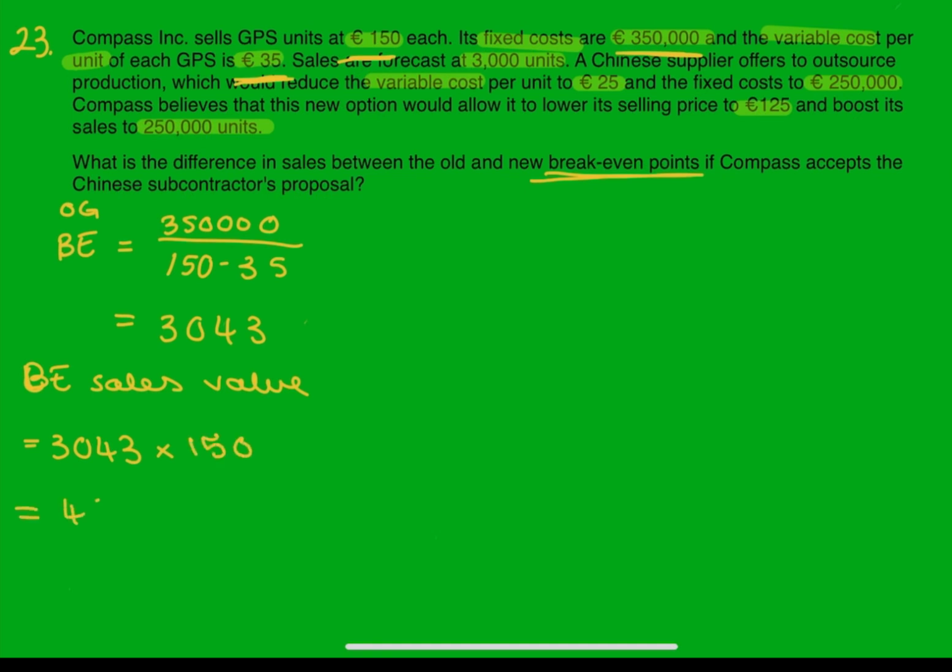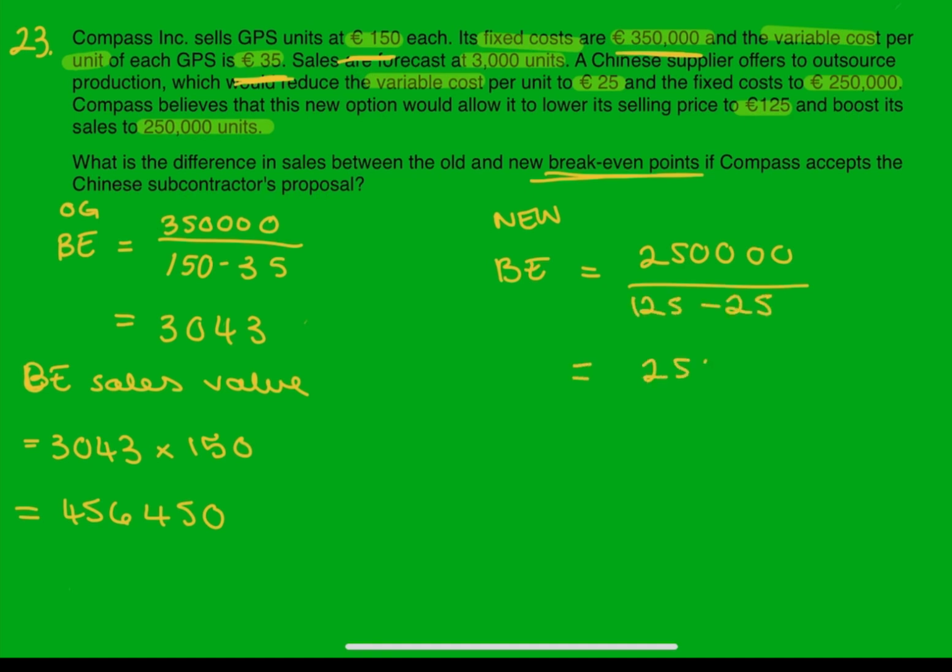Our break-even sales value is 3,043 times 150, which is equal to 456,450. Our new break-even point, we use the same calculations, fixed cost over contribution margin per unit, and we have all the information. So 125 minus 25, which is equal to 100, which is our contribution margin per unit. And we do 250,000 over 100, which is equal to 2,500. Then we find our break-even sales value, which is 2,500 times 125, which is equal to 312,500.